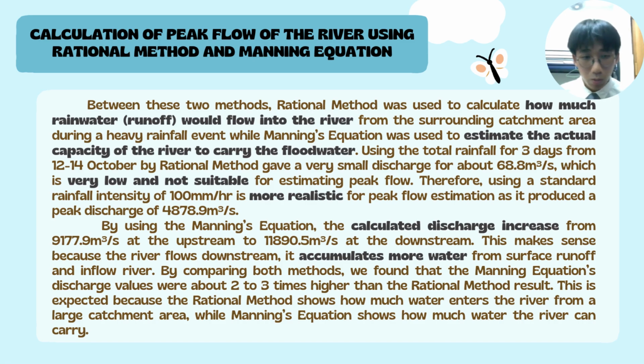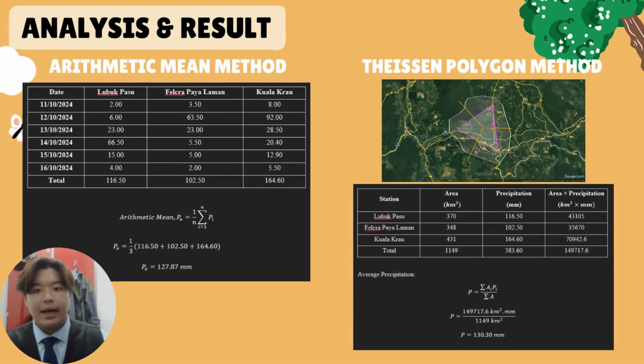So by comparing both methods, we have known that Manning's equation is 2 to 3 times higher than the rational method. This is expected because the Manning's equation shows the actual amount the river can carry. Next, analysis and results.